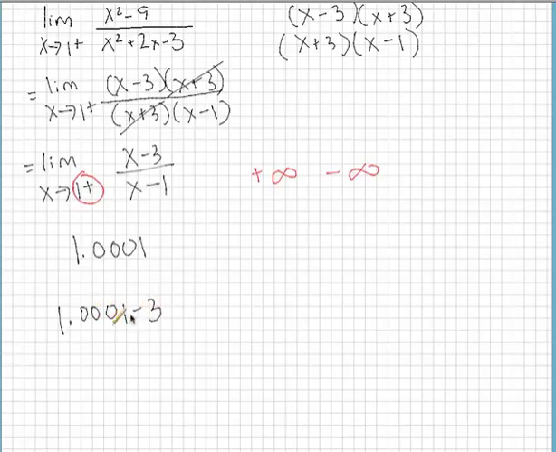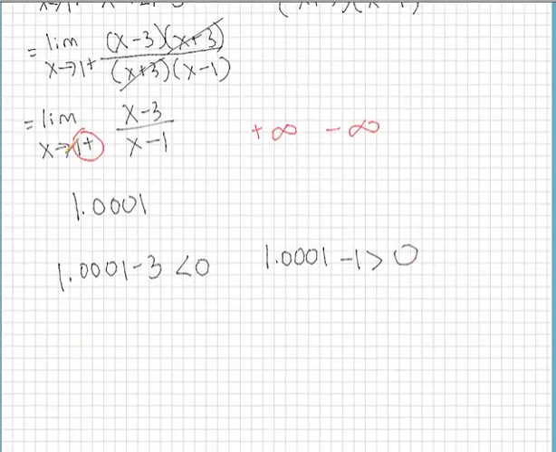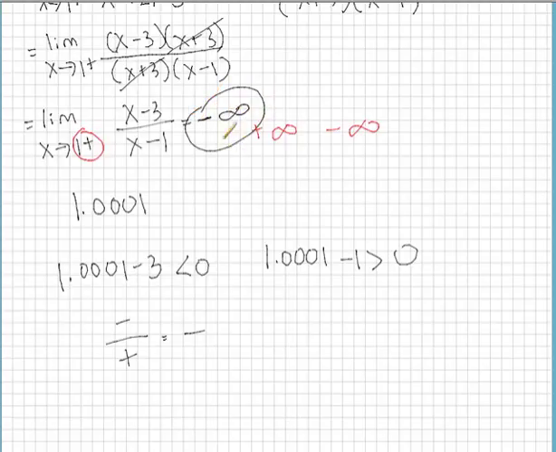I get a value that's less than 0. On the bottom, I get a value that's greater than 0. So that means on the top I have a negative, on the bottom I'll always end up with a positive, so I will always end up with a negative value. That means that this limit is going to be approaching negative infinity. And that will be your final answer for this question.